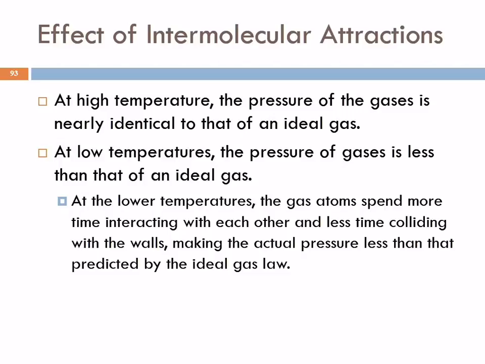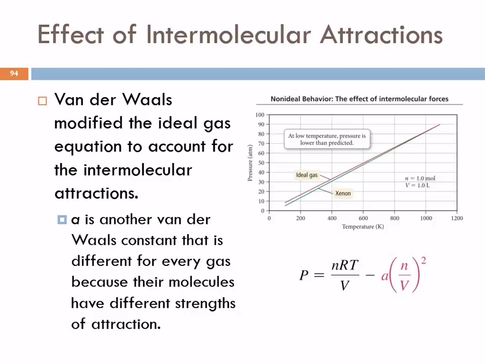So what happens with gases is real gases are more like people. When they're moving slow enough and they bump into each other, there are interactions that occur. And that causes the gases to behave slightly differently. So what we see is at low temperatures, the gas atoms spend more time interacting with each other and less time colliding with the walls, and so the actual pressure is lower than what we expect. Because they bump into each other and they exchange a few words, oh, hi, how are you, before they go off. And so there's less pressure at these low temperatures than what we expect.